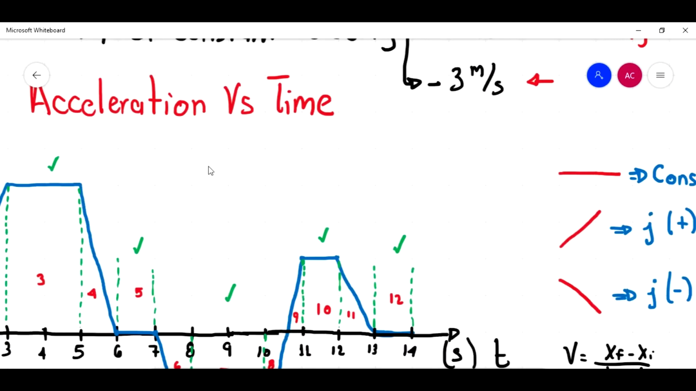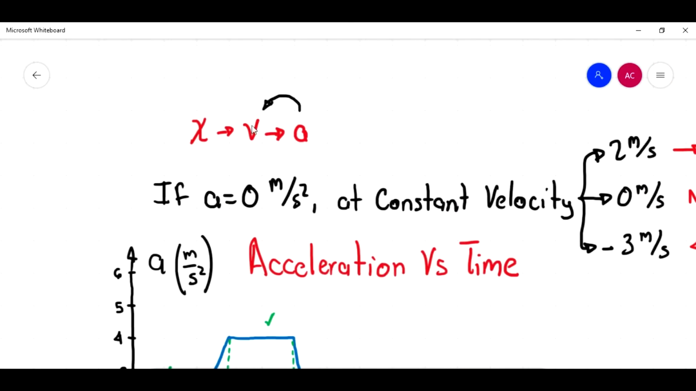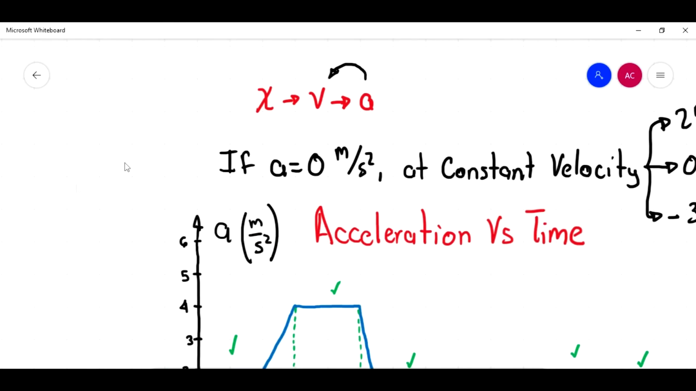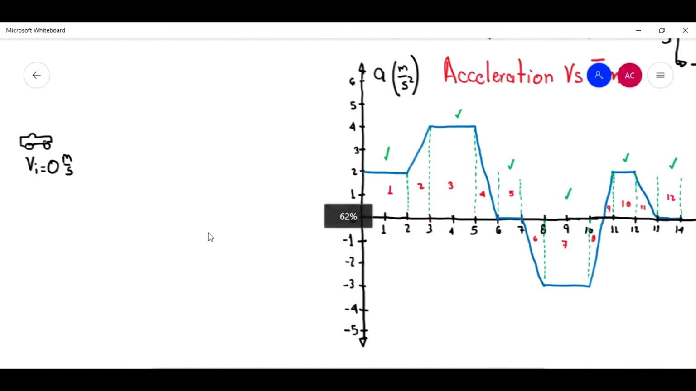So I said before, in order to understand this graph, we need to look backwards. We need to look at velocity. Imagine, for example, that I'm going to simulate the motion of this car, and that car is going to begin with 0 meters per second. So let's do it.